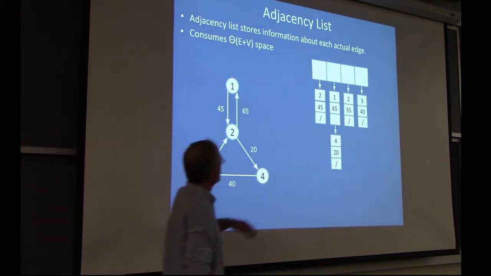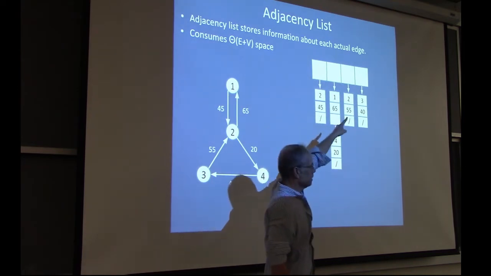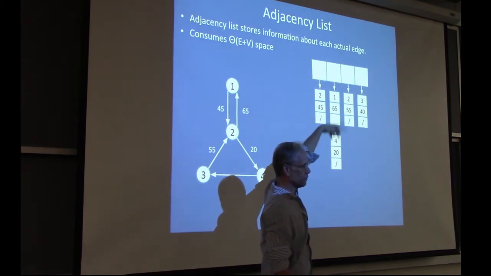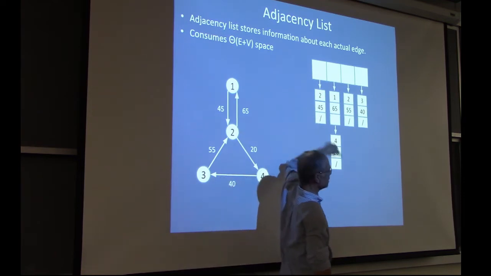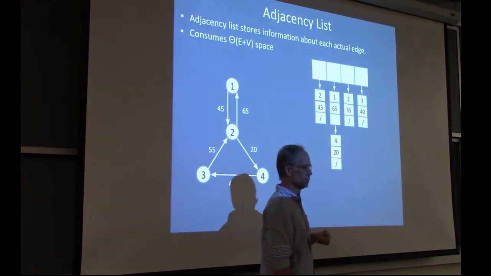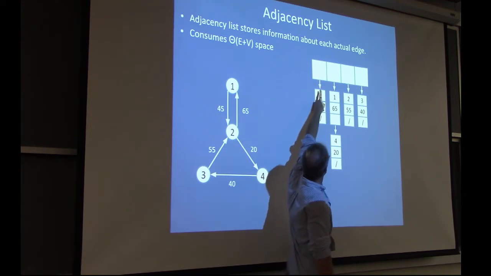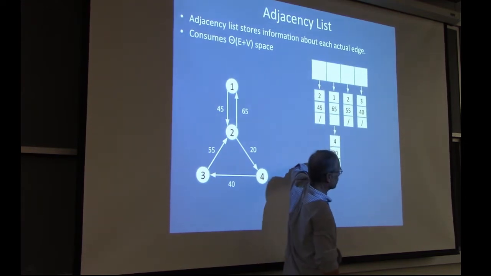And here, we just have an array of length V. So you can think of an entry in the array for each vertex, 1, 2, 3, 4. And then we have a list of edges out. So this is the edge out of vertex 1. These are the two edges out of vertex 2, and so on.